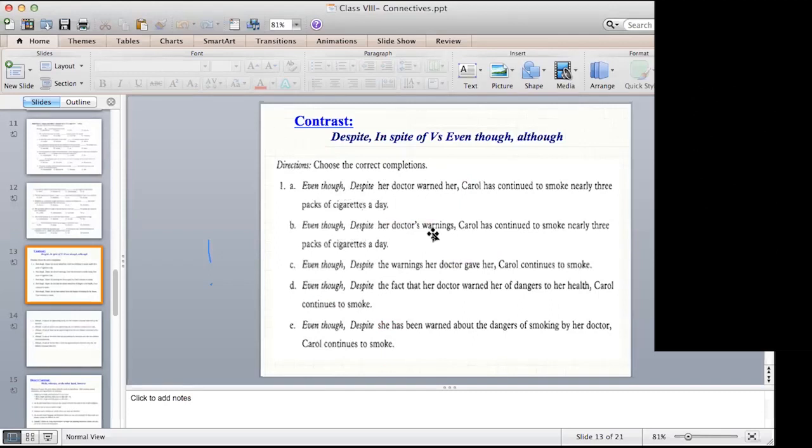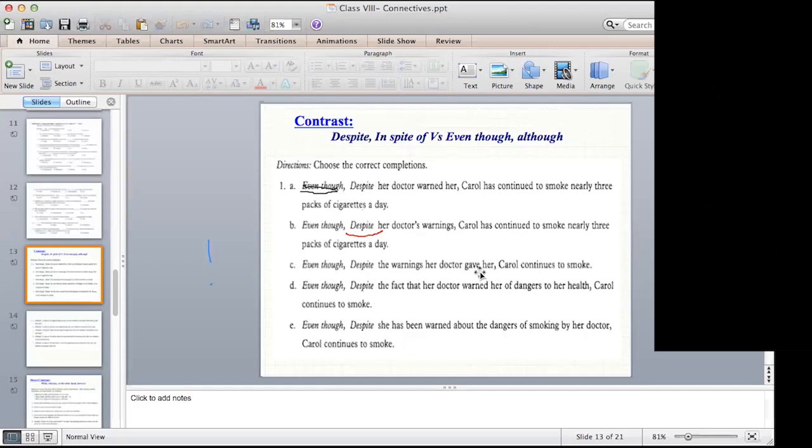Okay. Even though or despite the warnings her doctor gave her, Carol continues to smoke. What should we use here? The warning. The doctor. Despite. Okay. So we're going to use despite. Very nice. Good. Cool. Because the warnings is a noun.